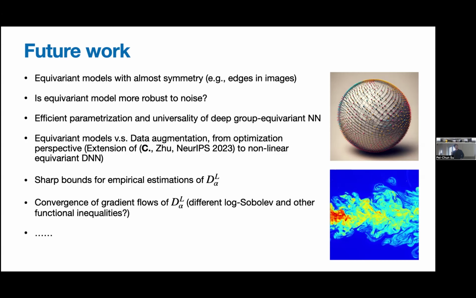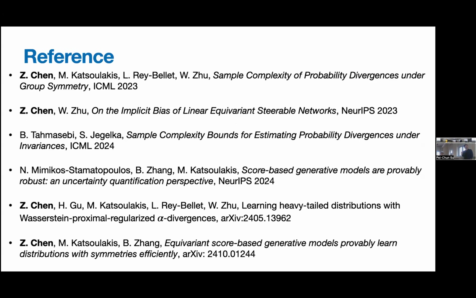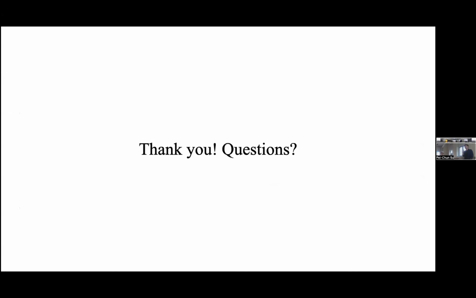Because the bound for the empirical estimation of this regularized alpha divergence is not sharp, we are certainly working on sharp minimax bounds. Also, in the continuous version, can we provide well-posedness theory, like uniqueness and convergence results for the gradient flow of this Lipschitz regularized divergence? Maybe we need to pose different log-Sobolev or other functional inequalities. Here is a reference. Thank you very much.